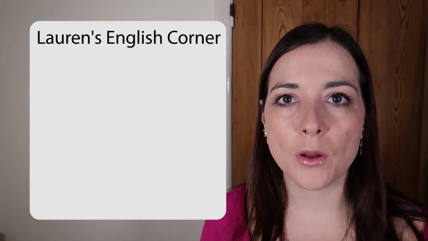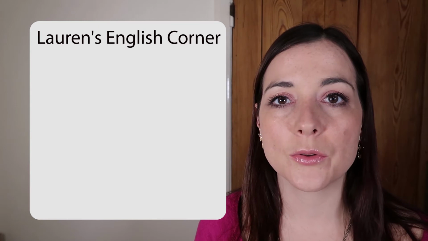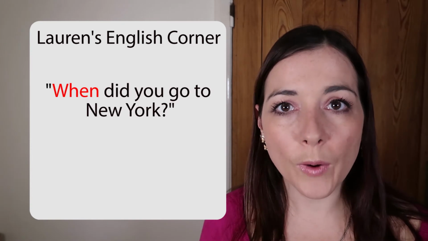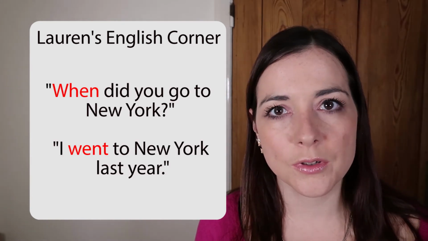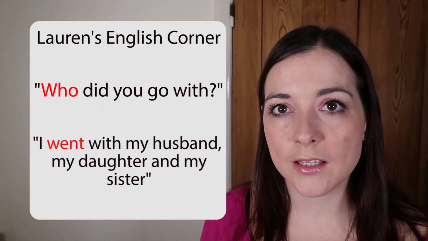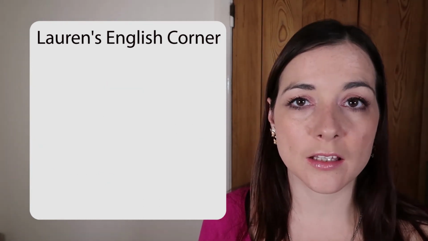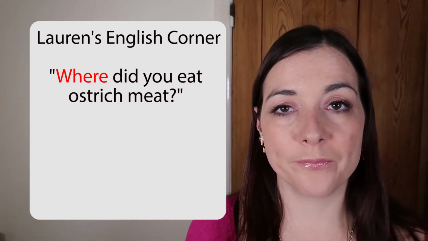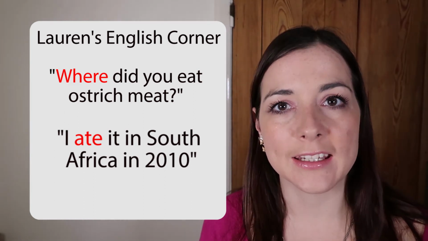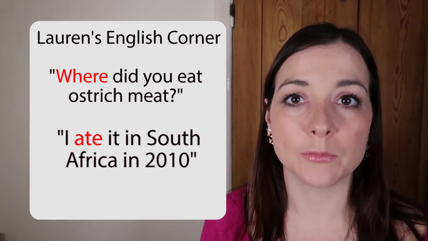But if we want to then talk about it in more detail and give more information, that's when we need to use the past simple, because we're talking now about the finished action. So for example, I have been to New York. You could ask, when did you go? I went to New York last year. Or who did you go with? I went with my husband, my daughter and my sister. For the ostrich meat, you could ask, where did you eat ostrich meat? I ate it in South Africa in 2010. So because now we're talking about when it happened, we need to use the past simple.